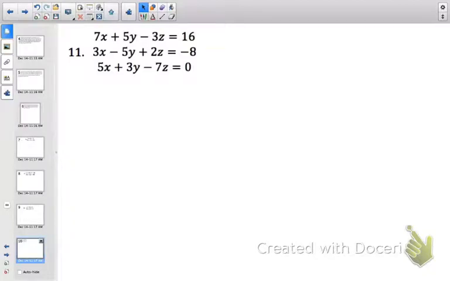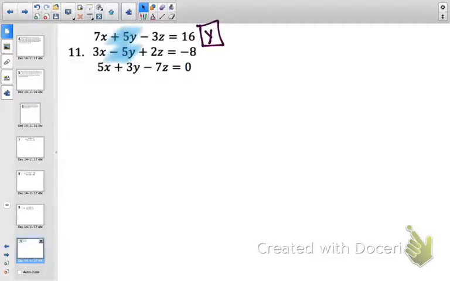This is going to be the solution to number 11 and number 11 only, so solving a system of 3 variables. Looking at this problem, looking at the x's, 7, 3, and 5, y is 5, negative 5, 3, and z's, I think that y will be easier to eliminate, mostly because I already have a positive 5y and a negative 5y in there. So I'm going to choose to eliminate y, write myself a little note so I don't forget.